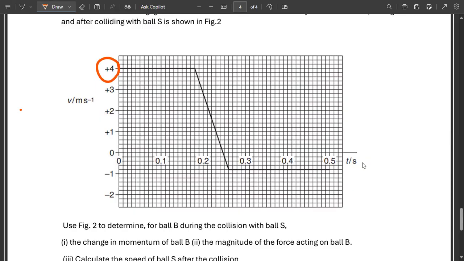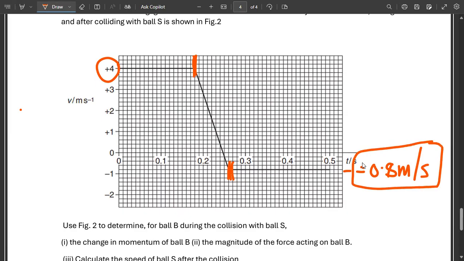Then it collided with ball S from this time, and they were in contact until this time here. And by the time they were not in contact anymore, the velocity of ball B was just slightly above -1, which in this case is negative 0.8 meters per second. So that means this is the final velocity of ball B, while this is the initial velocity of ball B.